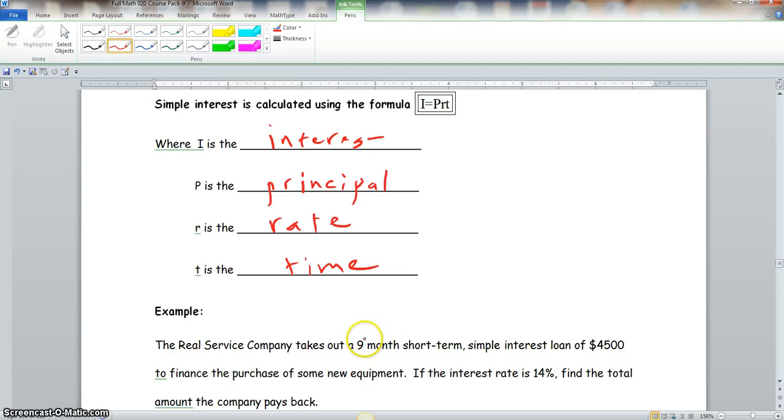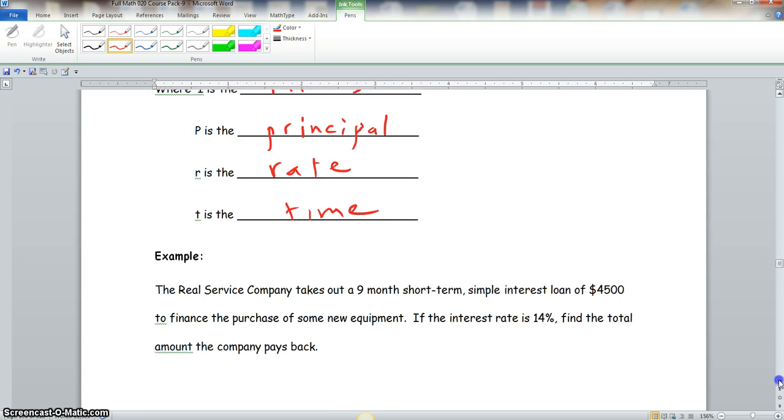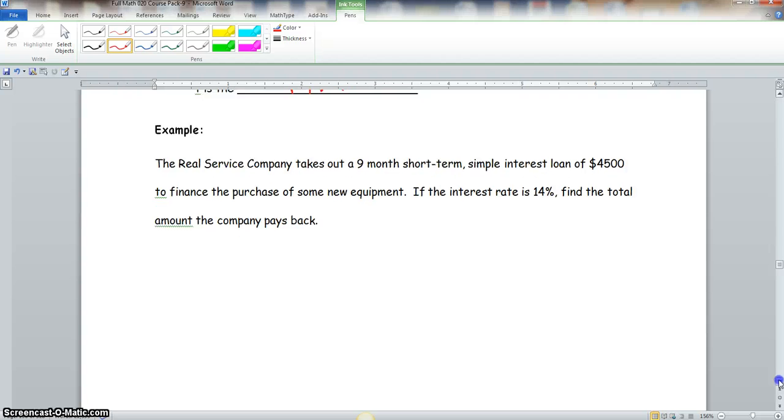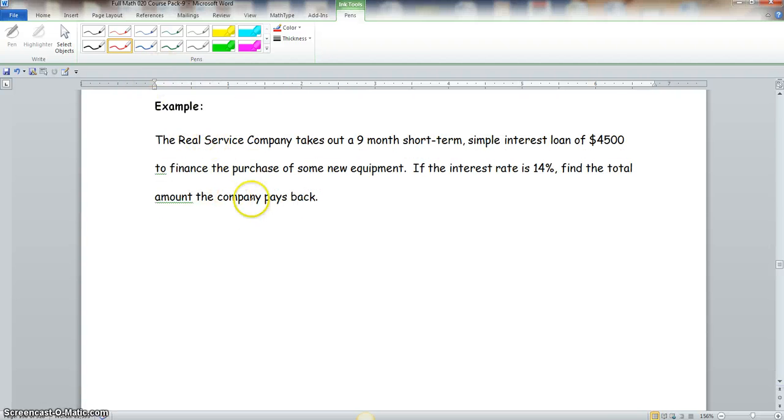So if you see a problem that gives you years, you will write down the number as is. But if it gives you months, that would be divided by 12. If it gives you weeks, it'll be divided by 52. And if it gives you days, it will be divided by 365. So here, a service company takes out a 9-month short-term simple interest loan of $4,500 to finance the purchase of some new equipment. The interest rate is 14%. Find the total amount the company pays back.